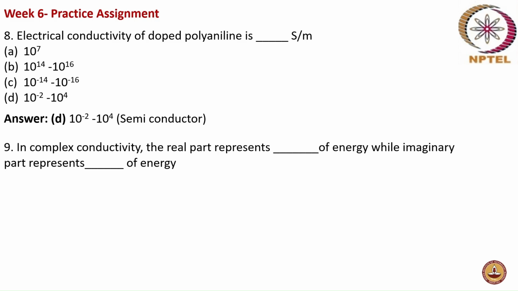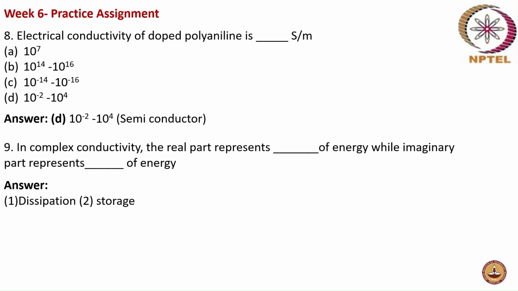Next. In complex conductivity, the real part of complex conductivity represents dash of energy, while the imaginary part represents dash of energy, which represents storage and which represents dissipation. Real part is storage and imaginary part is dissipation. But I'm not sure, ma'am. Okay. It's actually real part is dissipation and imaginary part is storage.